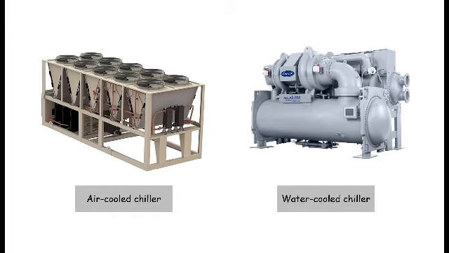HVAC cooling towers can be paired with a chiller and therefore will reject unwanted heat from that chiller. There are two types of chiller, which are air-cooled chiller and water-cooled chiller. Water-cooled chiller is usually more energy efficient compared to air-cooled chiller. Typically, one or more cooling towers are used in a hot climate as part of their air conditioning systems.